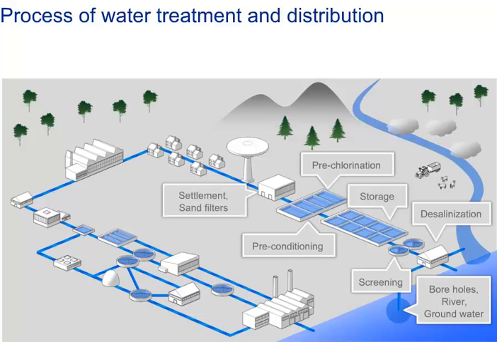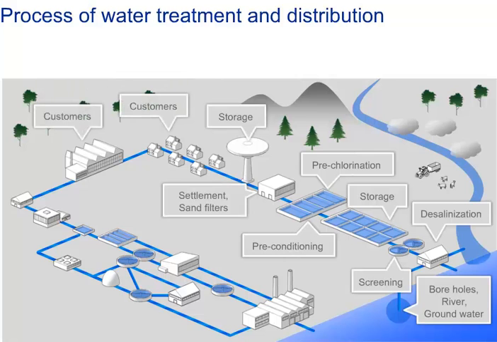Then through coagulation, settlement, sand filters and disinfection, and finally to storage. After storage, the water is then sent out into the system over a distribution channel to the customers in the industrial, commercial, and residential sites.